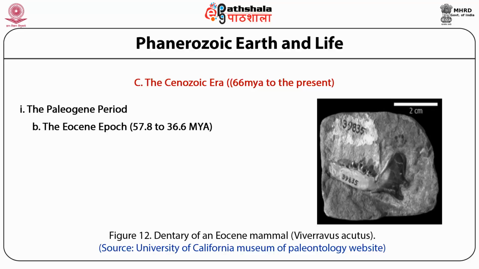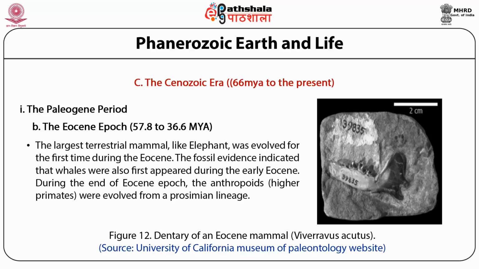The Eocene was also marked by the formation of the Himalayas and the Alps. The largest terrestrial mammal, the elephant, evolved for the first time during the Eocene. The first evidence indicates that whales also first appeared during the early Eocene. At the end of the Eocene epoch, the anthropoids, that is higher primates, evolved from a prosimian lineage.